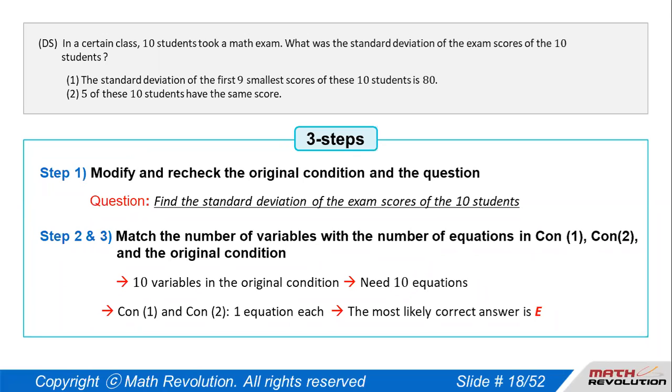I'll first quickly modify and recheck the original condition, which I earlier did. There are 10 students for which I have to find the standard deviation. I'll match the number of variables in the original conditions with my given conditions, number 1 and 2. It says 10 variables need 10 equations, as I said before. My answer would be E. So far, I've got the answer, and I've not started the solution. This is the beauty of the variable approach, which I have always been talking about and will always be talking about.